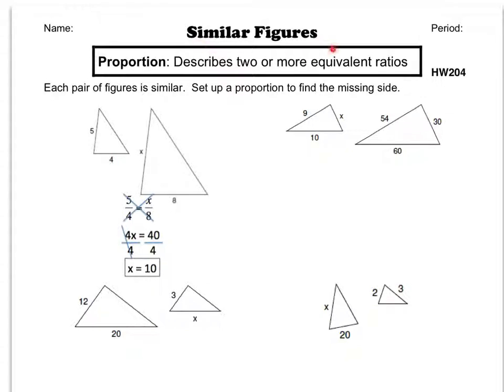We're going to jump right in with similar figures. Proportion describes two or more equivalent ratios. We've been working with proportions all week. Each pair of figures is similar. Set up a proportion to find the missing side. These were tough for some people.